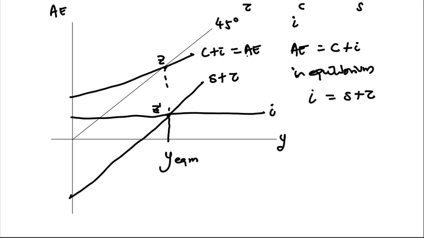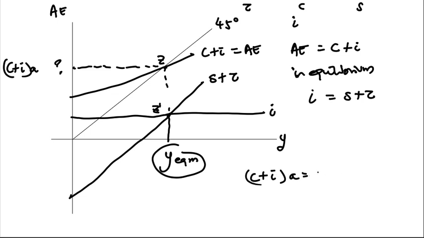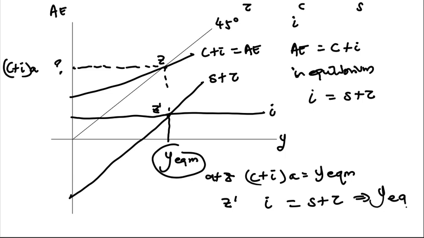At point Z, the aggregate expenditure curve, which is C plus I, hits the 45-degree line. Remember the maths concept: when any line hits the 45-degree line, the value here must be equal to the value here. So that means C plus I, let's say AE, equals Y equilibrium. Whatever is being spent is equivalent to whatever is being produced. This is at Z. And at Z prime, we can see that I equals S plus tau, another way of looking at equilibrium, and it gives us equilibrium income of Y equilibrium.